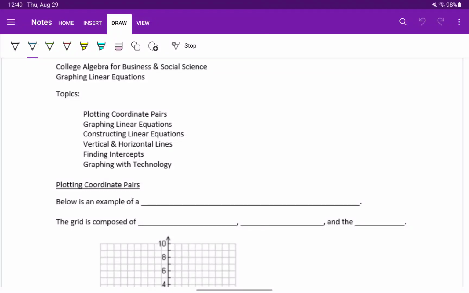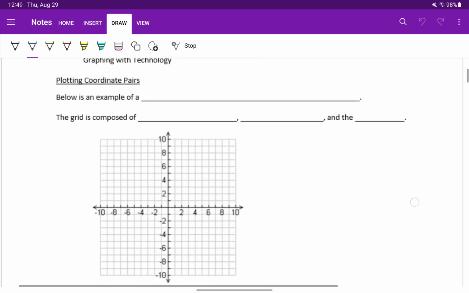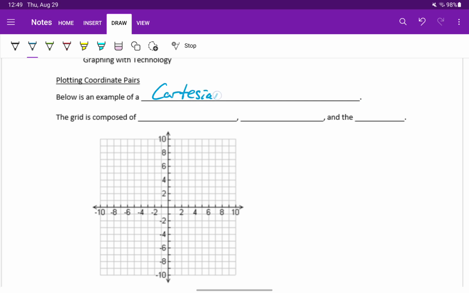In this section, we want to talk about how to graph linear equations. We'll start that discussion off by looking at how to plot coordinate pairs, or plot points, on what we refer to as the Cartesian coordinate system.